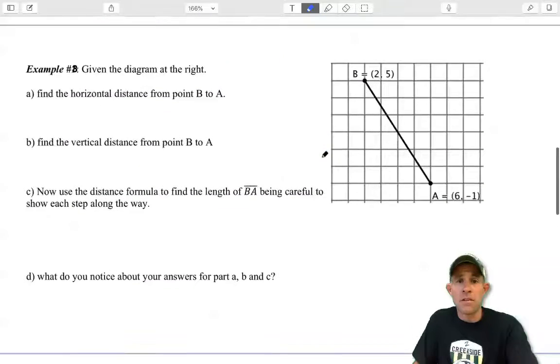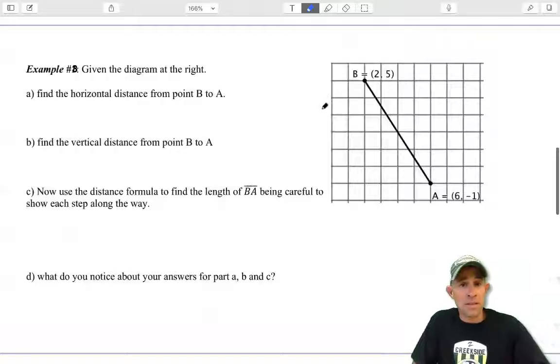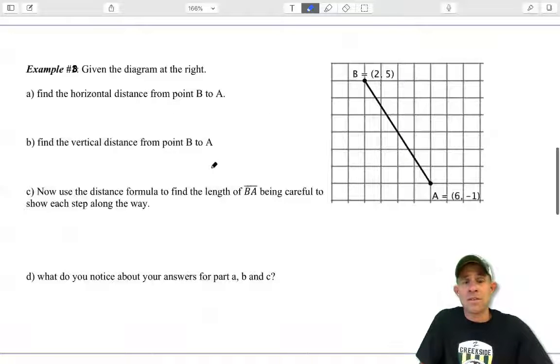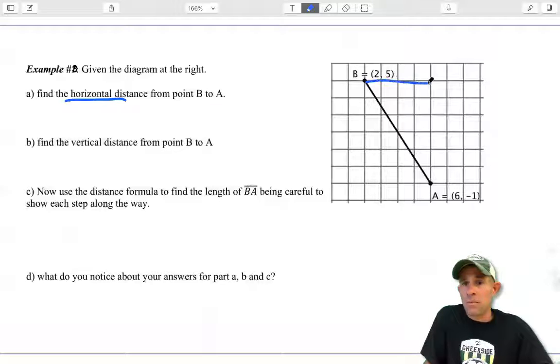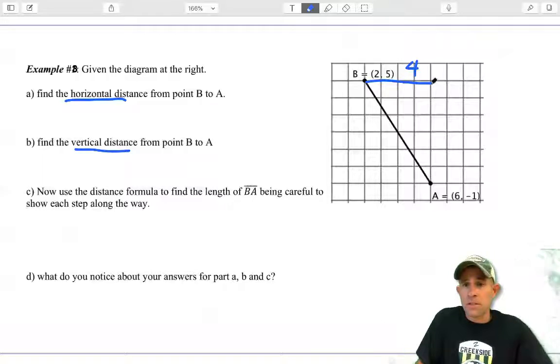All right, one final example for today here. This is example 3. It looks exactly like example 1 because it is. We're just asking you to consider solving this problem using the Pythagorean theorem. So again, it asks us to find the horizontal distance from B to A. Remember back in example 1, we said that that horizontal distance was 4. Next, it asks us to find that vertical distance. So again, that vertical distance here is 6.